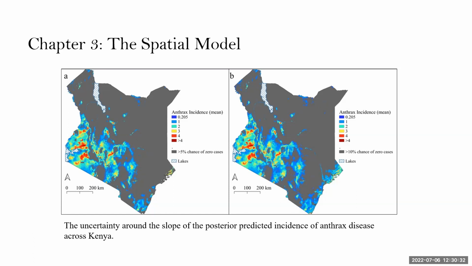So I extracted the fitted density distributions of the predicted anthrax incidence, so the slope, and calculated the proportion of the density distribution that was lower than the positivity cutoff, and then grayed out areas that had more than 5% or 10% of the fitted density below the cutoff. So basically, in other words, saying these areas had more than a 5% or more than a 10% chance of having zeros. The scale for anthrax incidence shows colors ranging from blue to red, with blue showing areas with low incidence and warmer colors towards red showing areas with higher incidence.